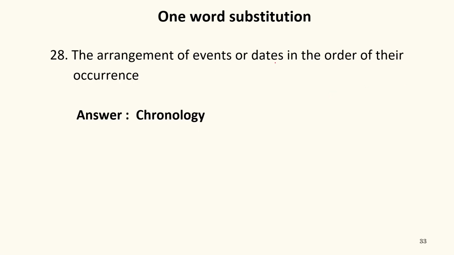The arrangement of events or dates in order of their occurrence. This is called chronology. When something happens after something, that is called chronology.